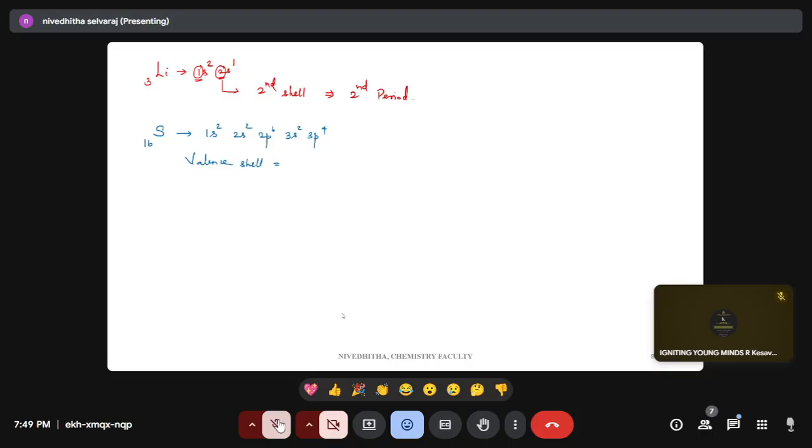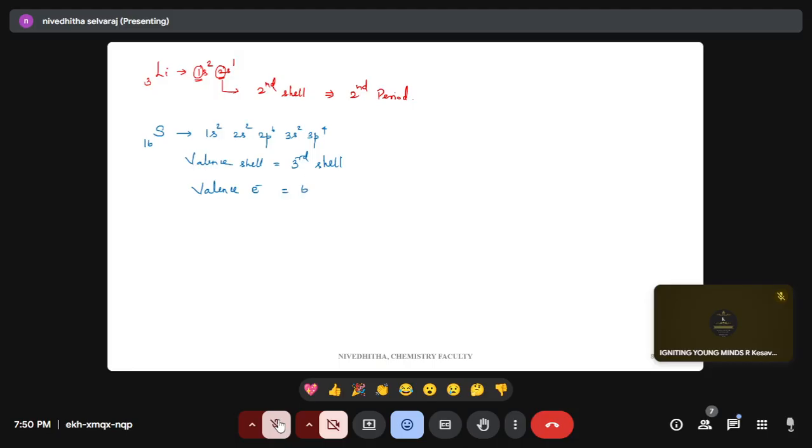So, what is the valency shell of sulfur here? It is the third shell, right? So, the third shell is the valency shell. And how many valency electrons are there? How many electrons are present in the third shell? 6, ma'am. 6 electrons.